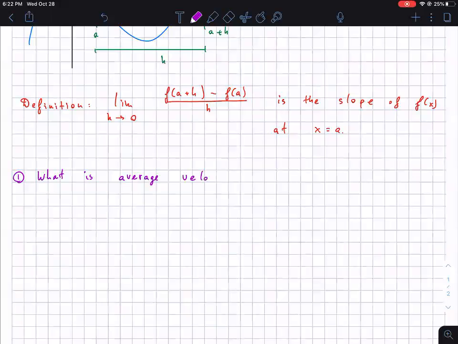Not average velocity. How do you calculate average velocity? d divided by t. Yeah, but what do they represent? What is d? What is t? Displacement over time. Okay, but what displacement?